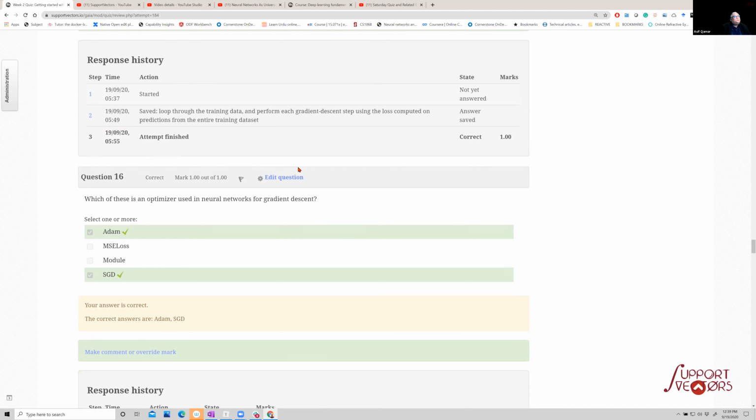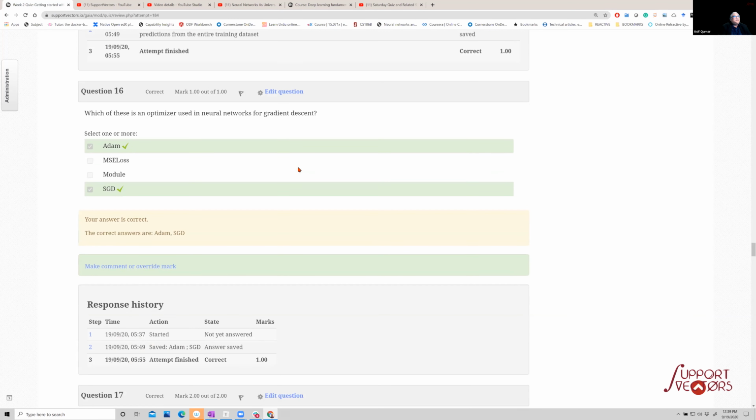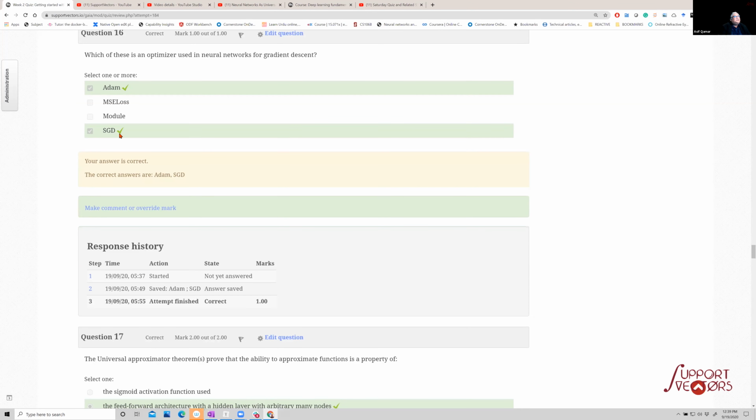Which of these is an optimizer used in neural networks for gradient descent? Yes, Adam and SGD, these two. I just put the others in for confusion. MSE is a loss calculator. It quantifies loss. It will not do the optimization for you. It will just tell you this is the loss.